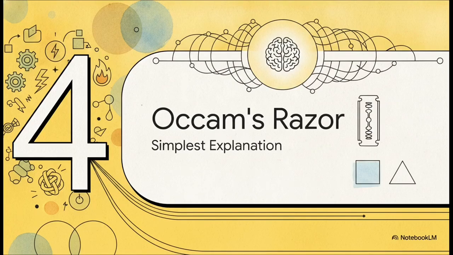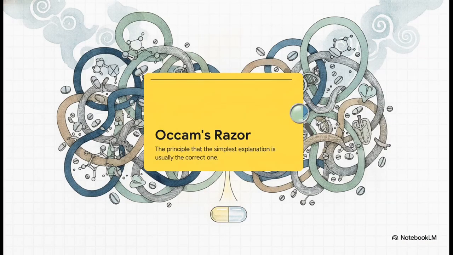Suddenly, every single one of Brandon's weird, disjointed symptoms fits into one perfect explanation, bringing us to Section 4, Occam's razor. You've probably heard of Occam's razor. It's the philosophical principle that the simplest explanation is usually the correct one.